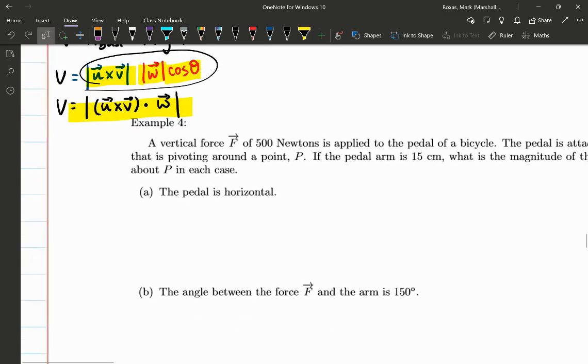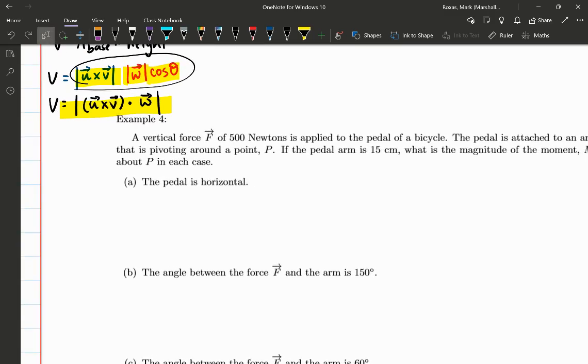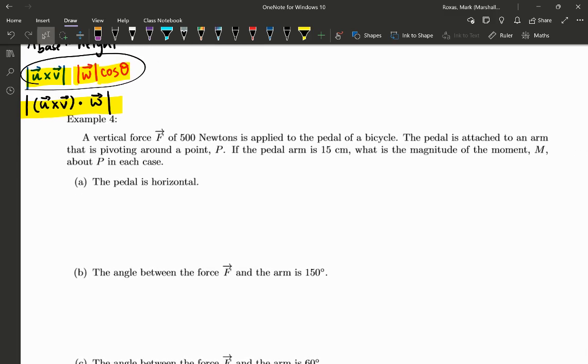Example 4, we have another application of the cross product here, a simpler one, I would think. A vertical force, F, of 500 newtons is applied to the pedal of a bicycle. The pedal is attached to an arm that is pivoting around point P. If the pedal arm is 15 centimeters, what is the magnitude of the moment about P in each case?